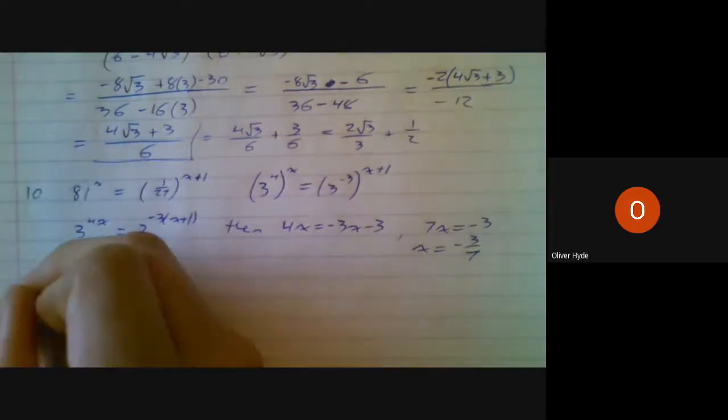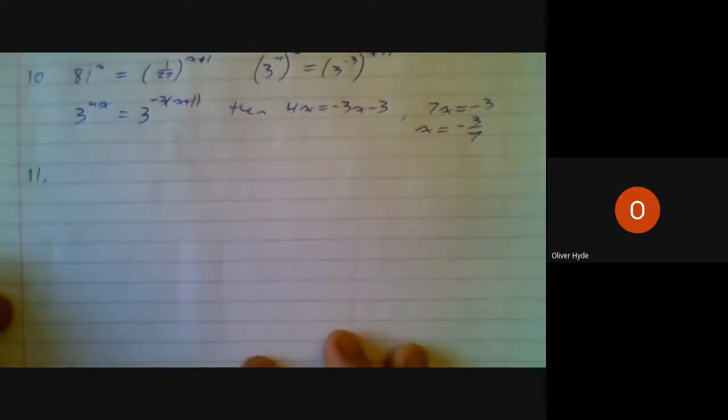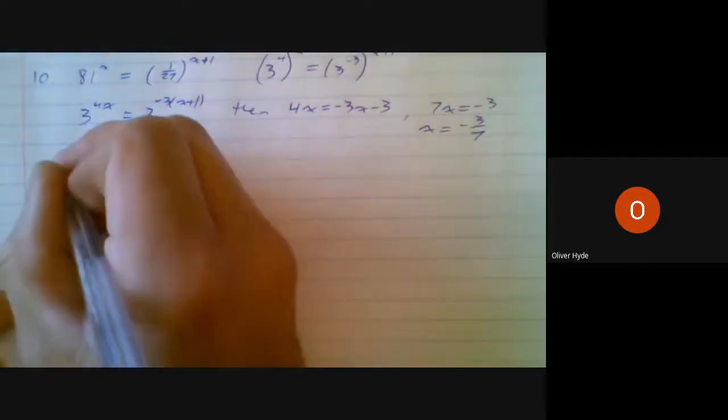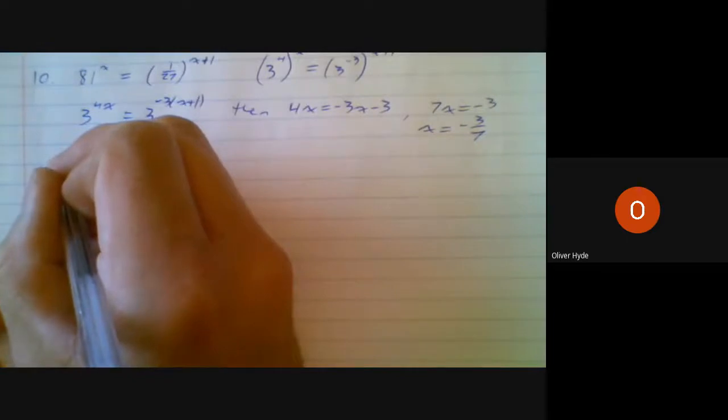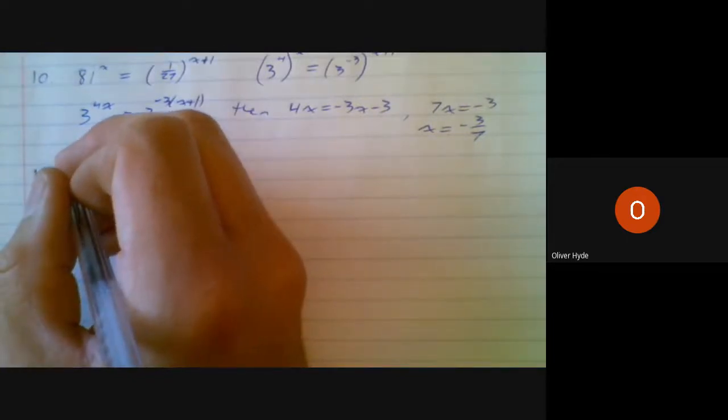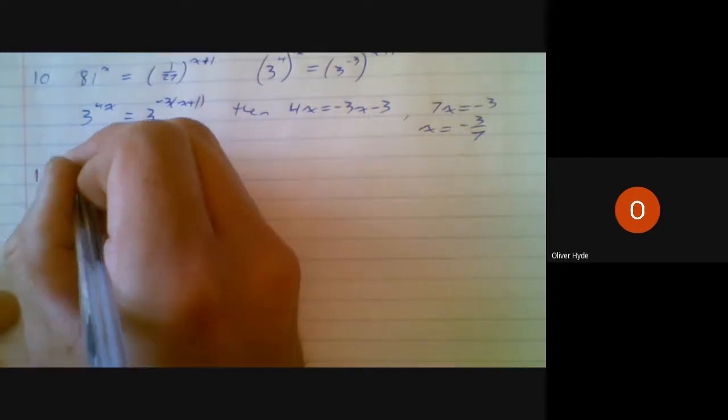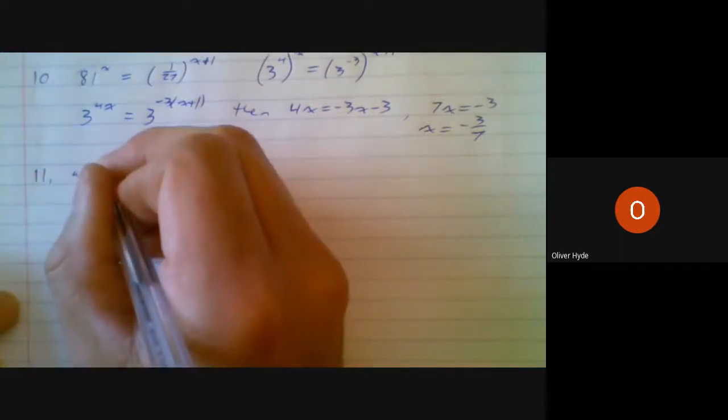Okay. Question 11 is our last one for today. It is modeling functions as a function of time, t in years. The first one says a population of 30,000 grows by 7% every 3 years.